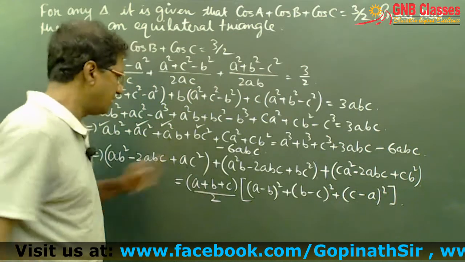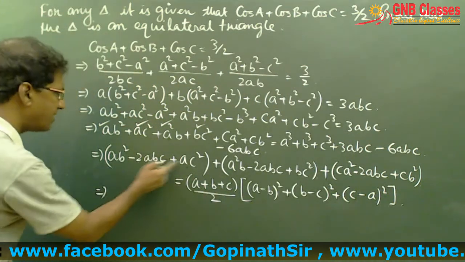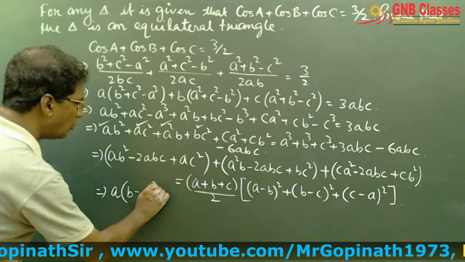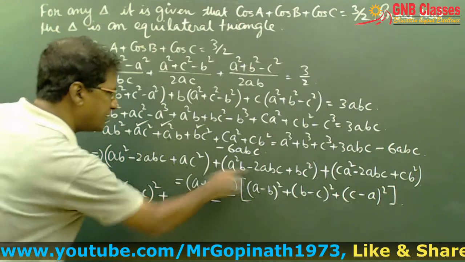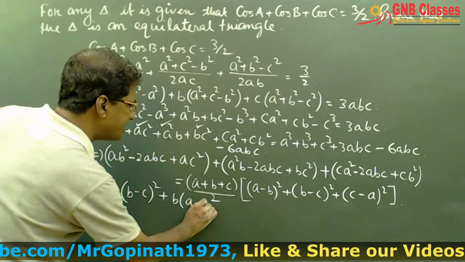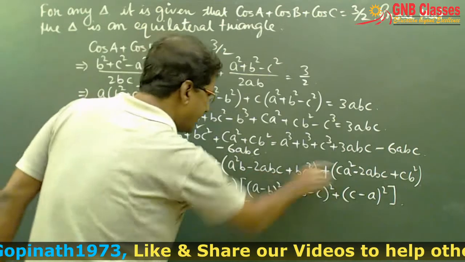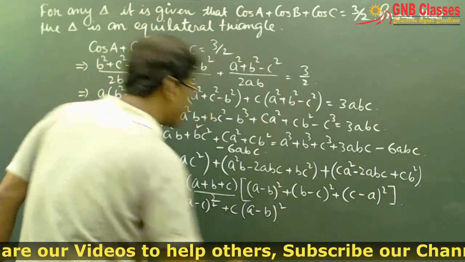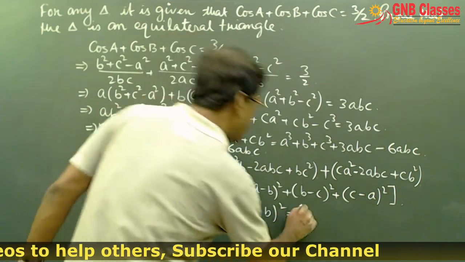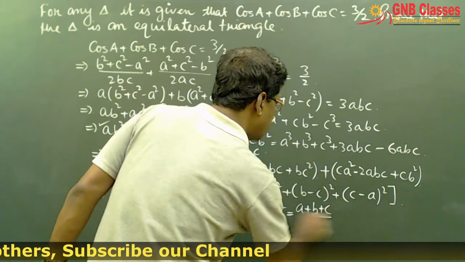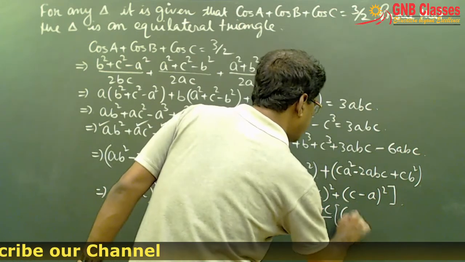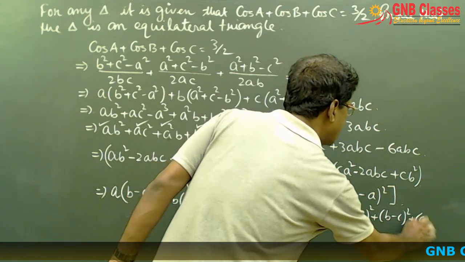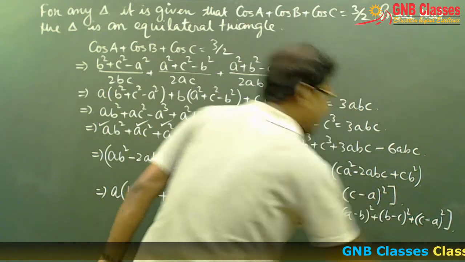Have you understood this? Now, in the left hand side, if I take A common, we are going to get B minus C whole square. From here, if we take B common, it's A minus C whole square. And here, if I take C common, we are going to get A minus B whole square, which is equal to A plus B plus C divided by 2, then A minus B whole square plus B minus C whole square plus C minus A whole square. Am I correct? Is it okay to all of you?